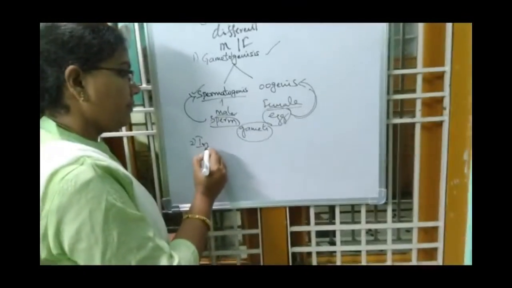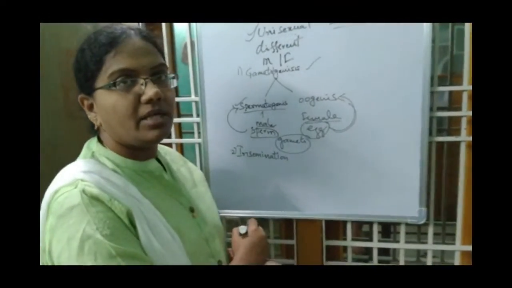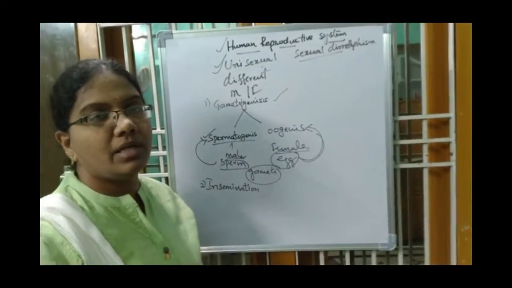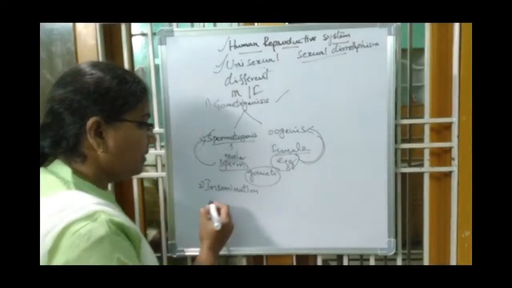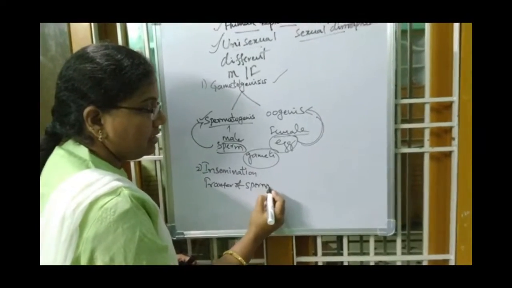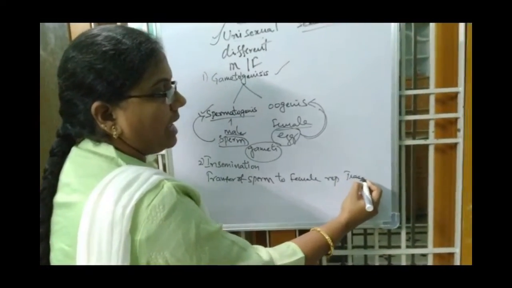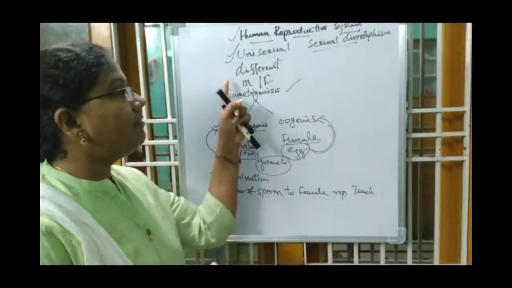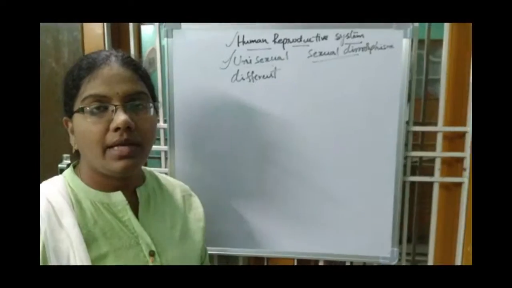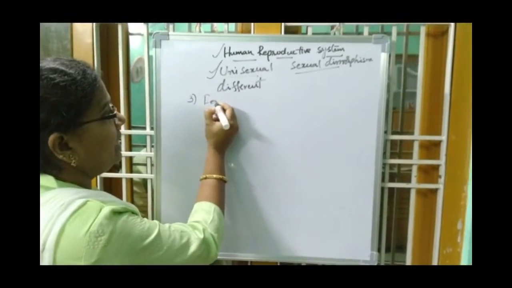The second one is insemination. What is insemination? Transfer of sperm cells to the female reproductive tract is called insemination. The first phase is gametogenesis. The second phase is insemination. The next phase, the third phase, is fertilization.